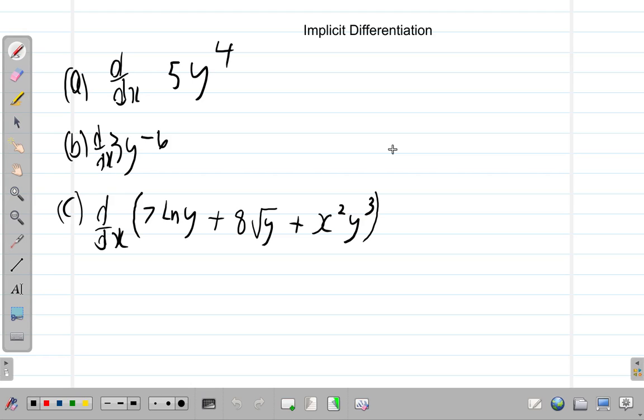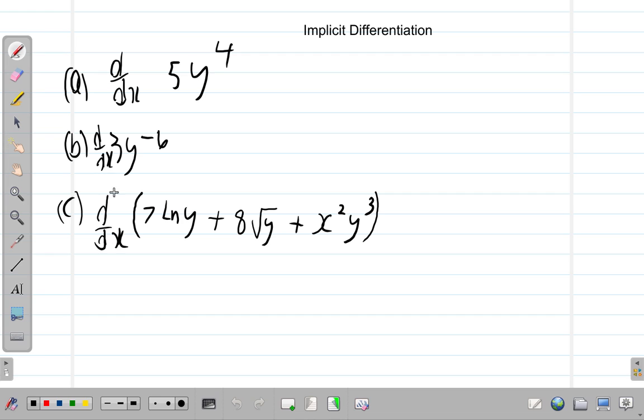Let us look at these three examples of implicit functions being differentiated. We need to find the derivative in A, the derivative of 5y to the fourth with respect to x. B, the derivative of 3y to the negative 6 with respect to x. And C, the derivative of 7 ln y plus 8 square root of y plus x squared y cubed with respect to x.